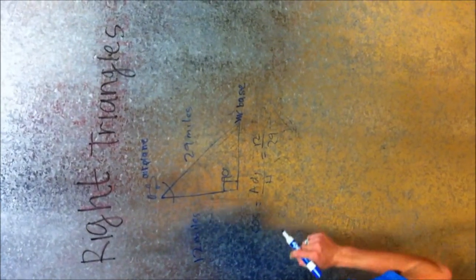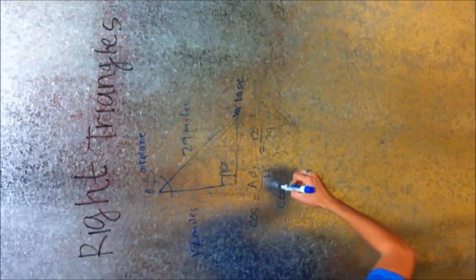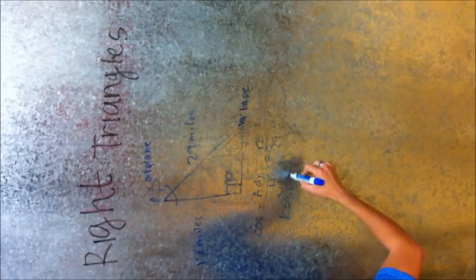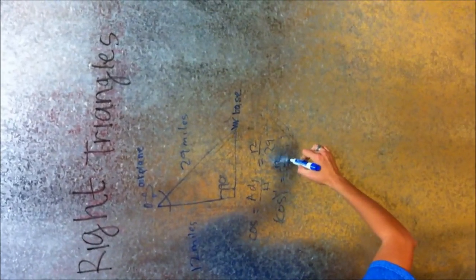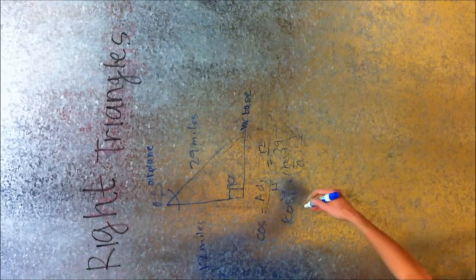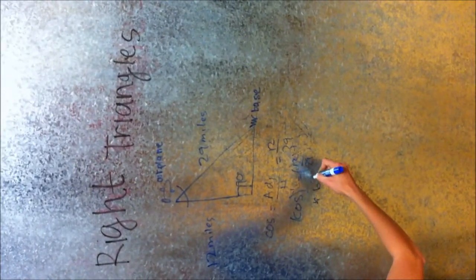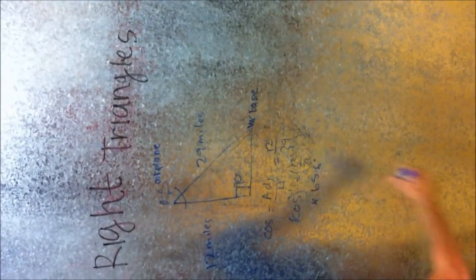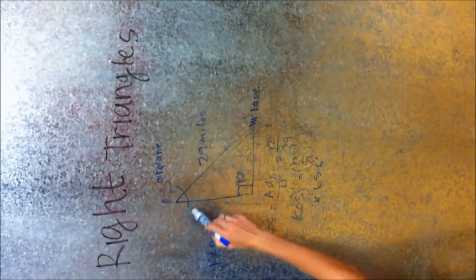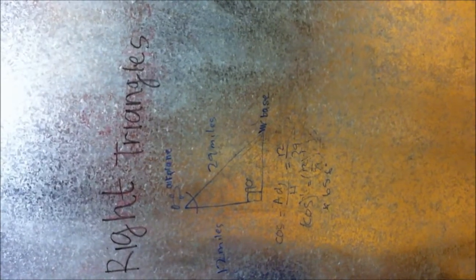Remember to use inverse trig to find angles. So in order to find the angles, we have to use inverse trig. Using inverse trig, all you have to do is raise everything to the power of -1. After typing that into your calculator, you get approximately 65.6 degrees. That is the angle that the airplane will have to tilt in order to arrive at base safely.